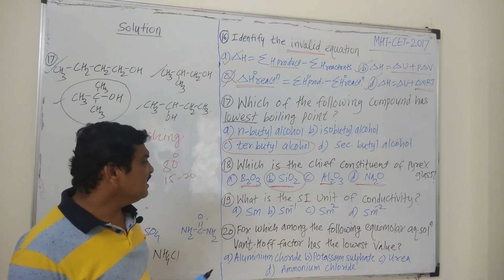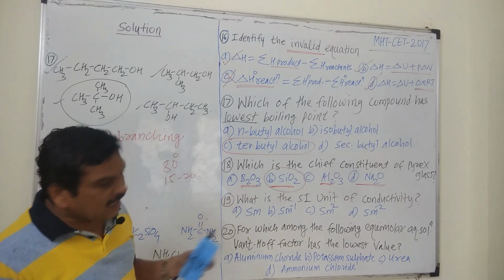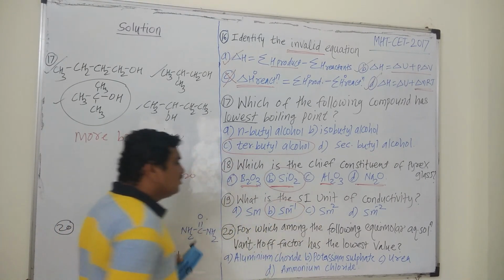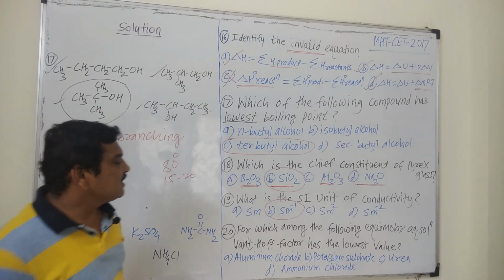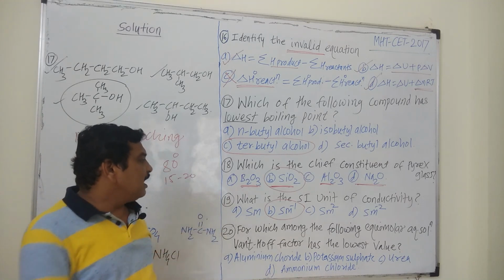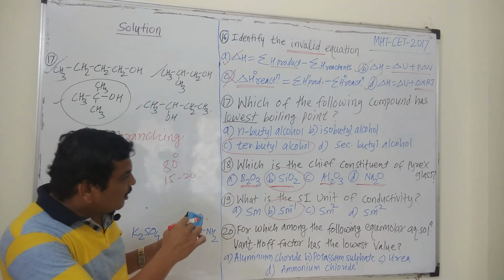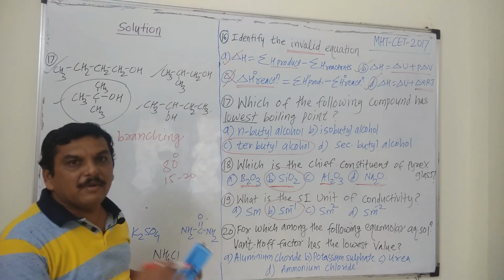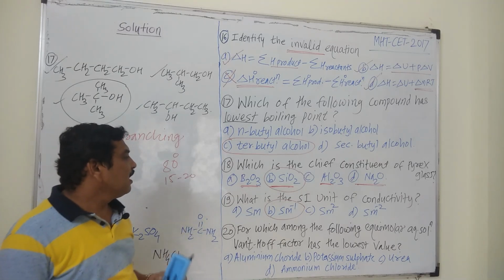Then, what is the SI unit of conductivity? It is also a knowledge based question. By using the formula, the correct answer is Siemens per meter. Siemens is the unit of conductance, and the unit of conductivity is Siemens per meter.